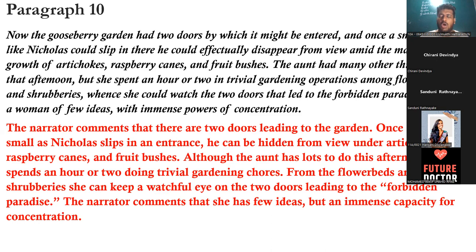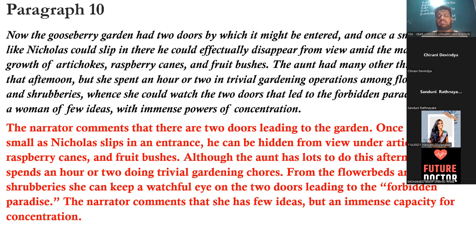Now, aunt is executing the second plan. What is the second plan? Nicholas will enter the gooseberry garden. Soon after he entered the gooseberry garden, I can capture him and I can punish him. Even Nicholas did not want to go to the gooseberry garden, but since the aunt created that enthusiasm, that curiosity, Nicholas is getting ready to enter the gooseberry garden. So up to now, we have discussed in paragraph number 10, if you can remember. So we have actually written about these things. This is some kind of explanation about the gooseberry garden.